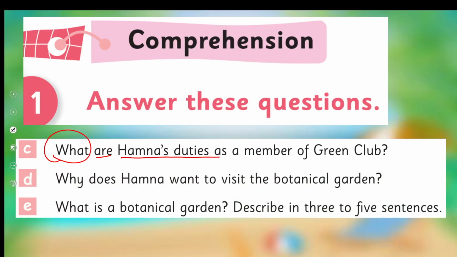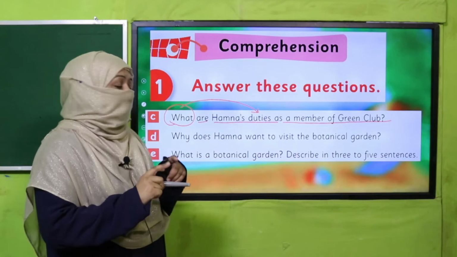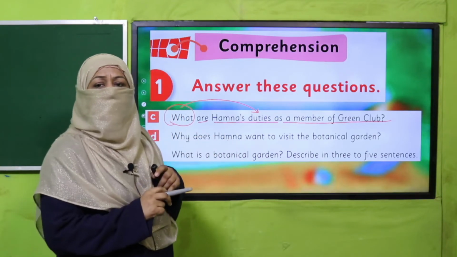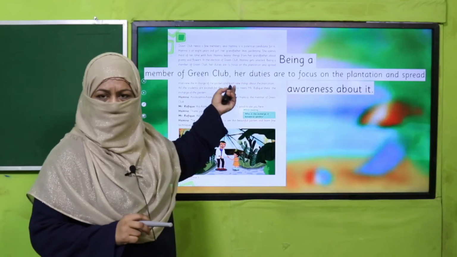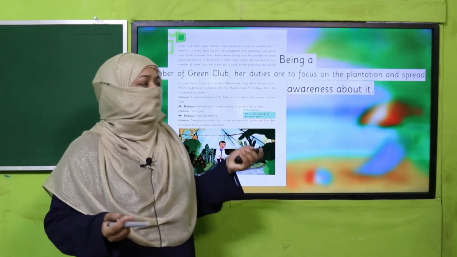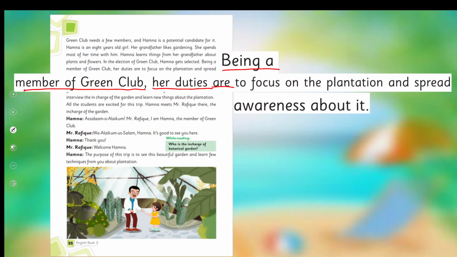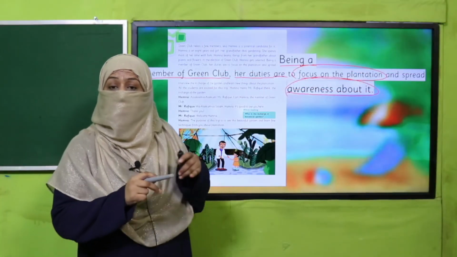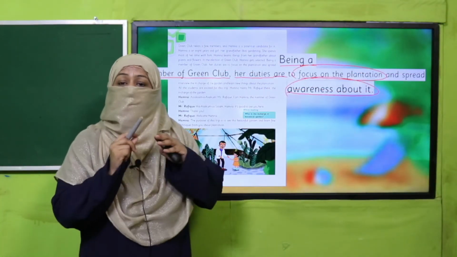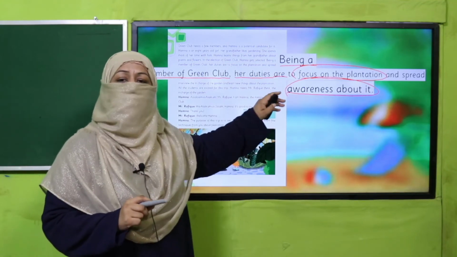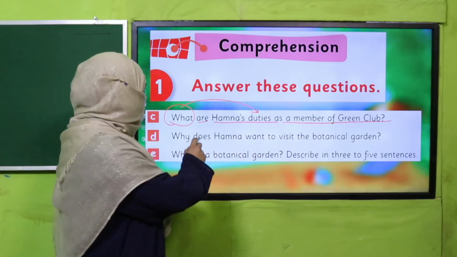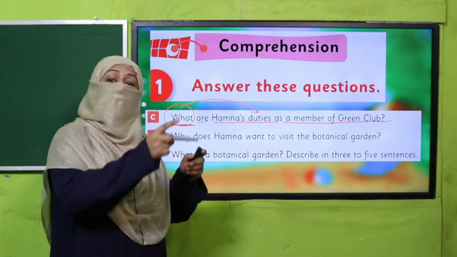What are Hamna's duties as a member of Green Club? Now this question is asking you about the duty of Hamna. How will you answer it? For such a type of question, it's a factual question for which you have to refer back to the text, because you cannot think what she might be doing. So when you look at the text, you find it. Being a member of Green Club, her duties are to focus on the plantation and spread awareness about it. These are her duties. Maybe in different green clubs there are different duties, but in this green club, these are Hamna's duties. So this is how, beta, we have to tell the answer from the text, right?